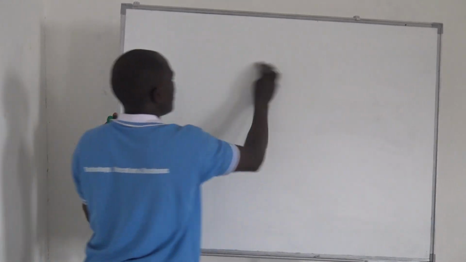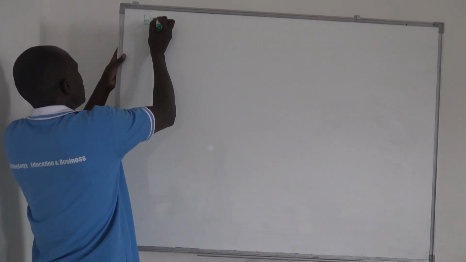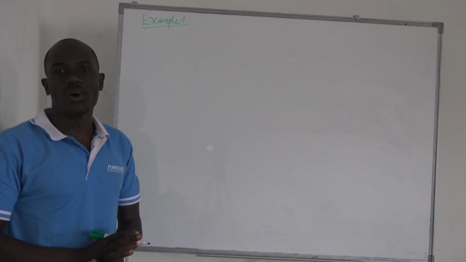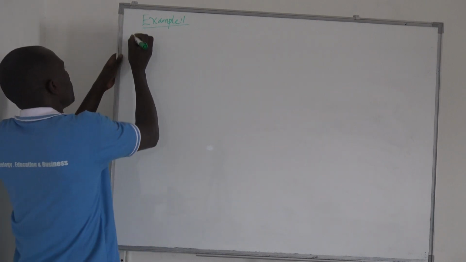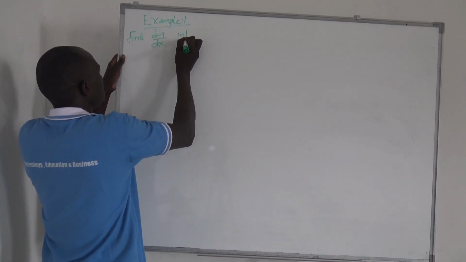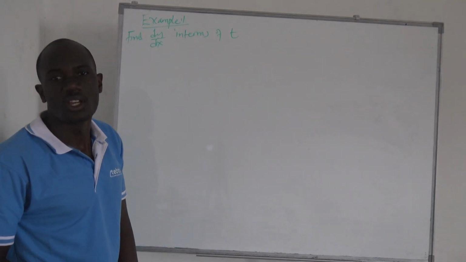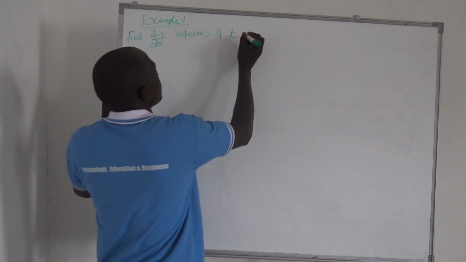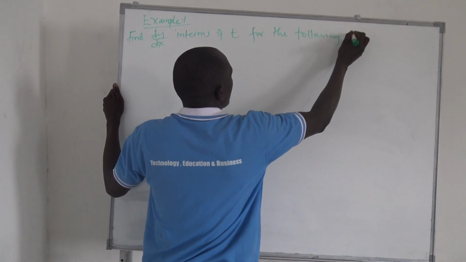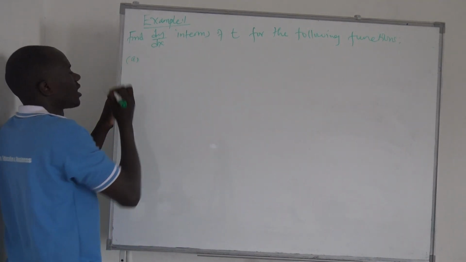Example 1. Find dy/dx in terms of t for the following functions. We are starting with part A.